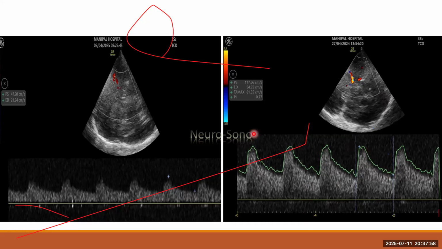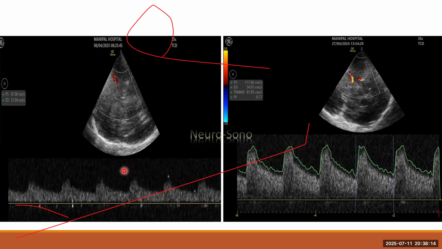Whereas in the picture on the left, we see that the rapid upstroke is missing, and the peak is much later into the systole. That's what is called a parvus et tardus pattern.